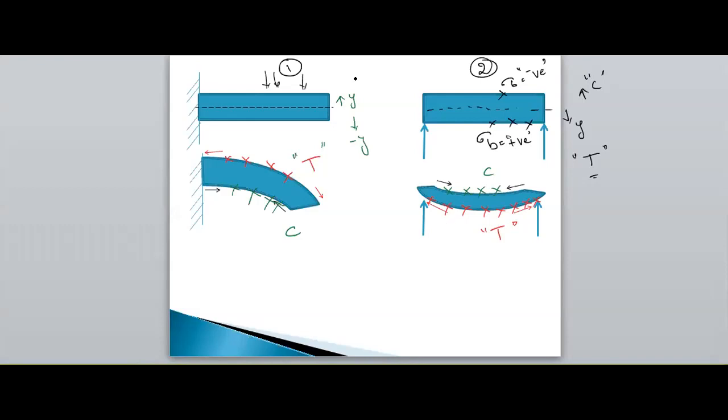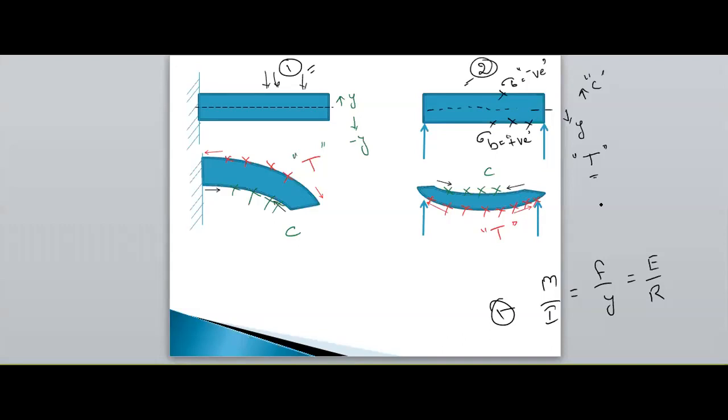So these two concepts are the key. This is the only equation in this chapter. And second, we need to learn by heart two concepts: a cantilever beam and a simply supported beam.